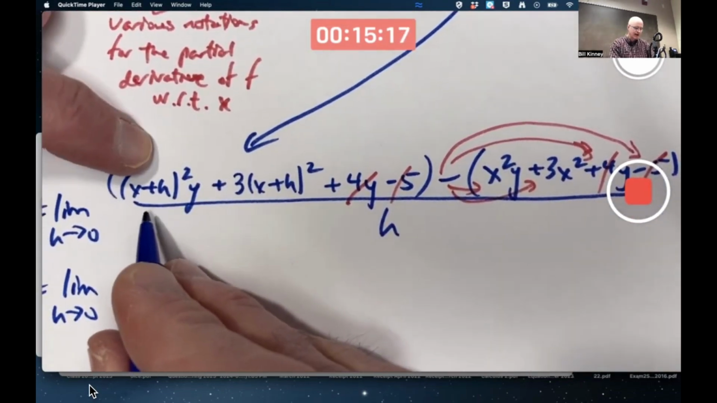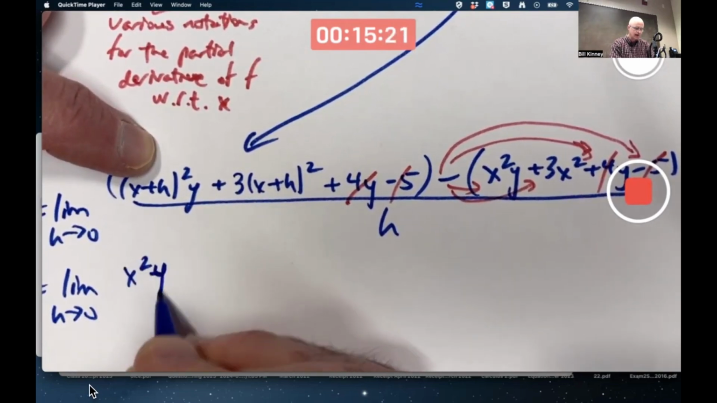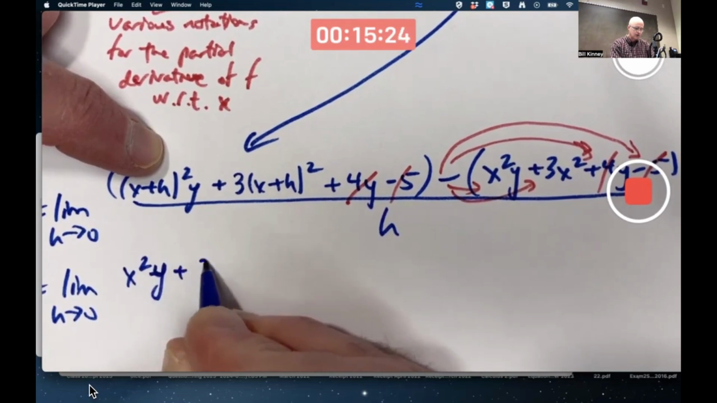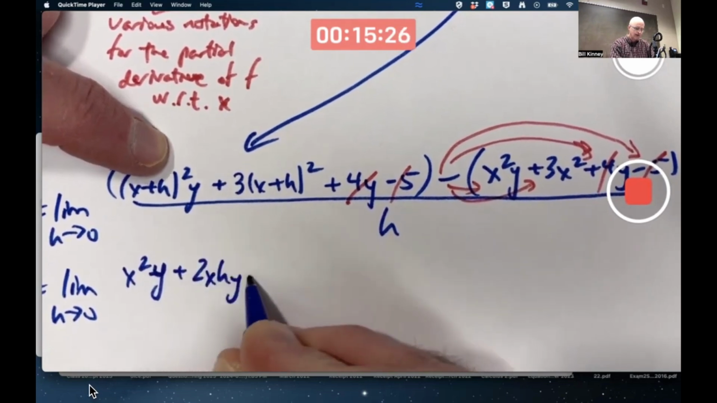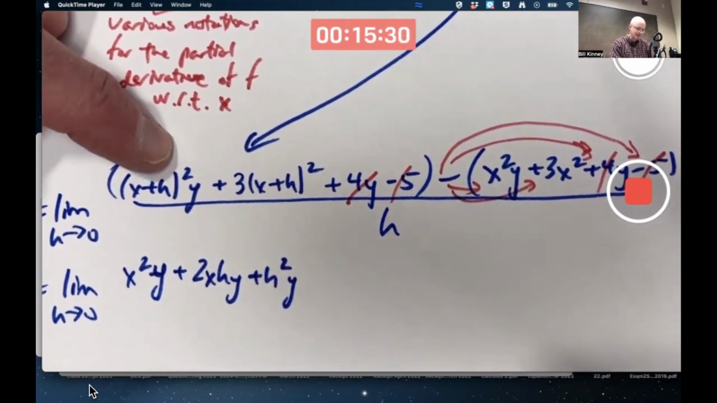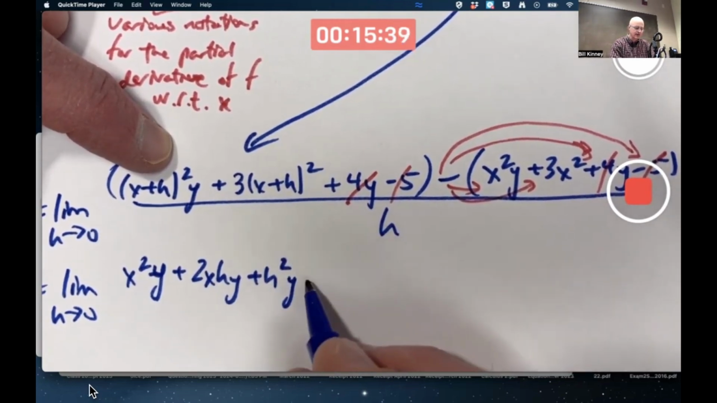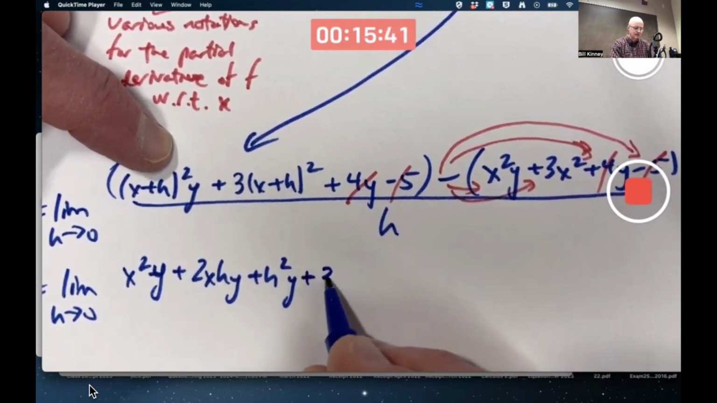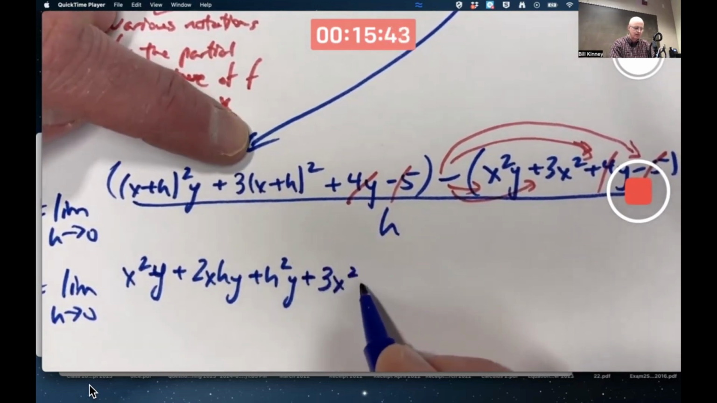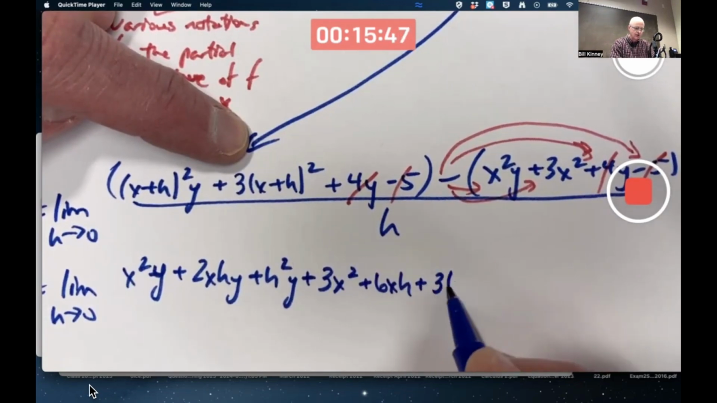Expand this, FOIL x plus h, and also multiply by y. I'll get x squared y plus 2xhy plus h squared y. That's how this thing I'm pointing at expands. Go to the next term, x plus h quantity squared, and then times 3 gives plus 3x squared plus 6xh plus 3h squared.